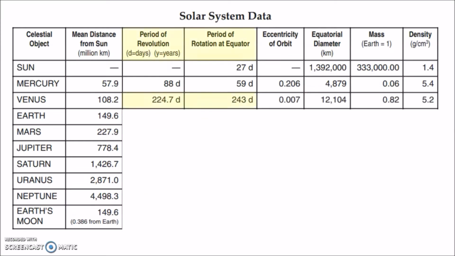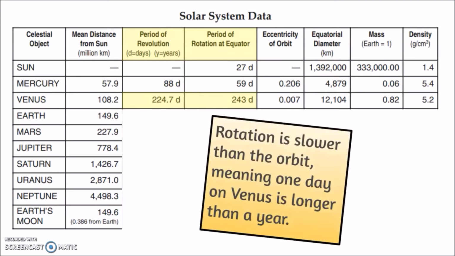Let's look at the chart for Venus. You will see that the period of revolution, how long a year is on Venus, is 224.7 days. The period of rotation, how long each day is, is longer than that. It's 243 days. Because the rotation is slower than the orbit, this means that one day on Venus is longer than a year.